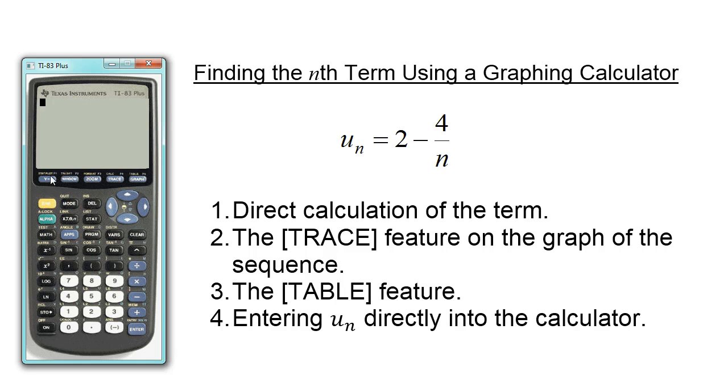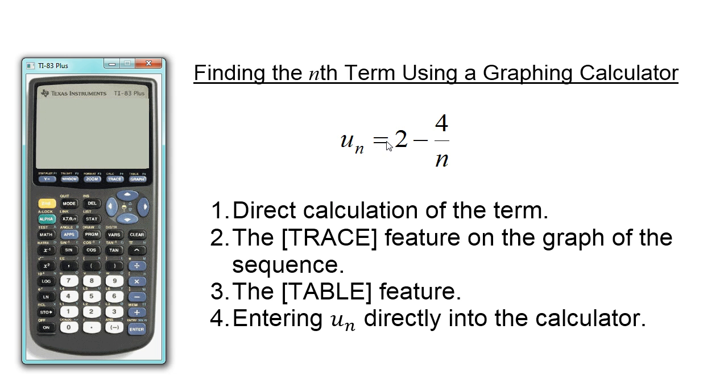Alright, so now when I hit my y equals button, I have a different looking screen here. It has a u sub n screen. Now because I'm going to start with n being 1, this n minimum is defaulted to 1. So all I need to do here is push 2 minus 4 divided by n. I can put parentheses if I want, but the order of operations will force the calculator to do 4 over n and then subtract that from 2. Okay, so I'm going to get out of that.